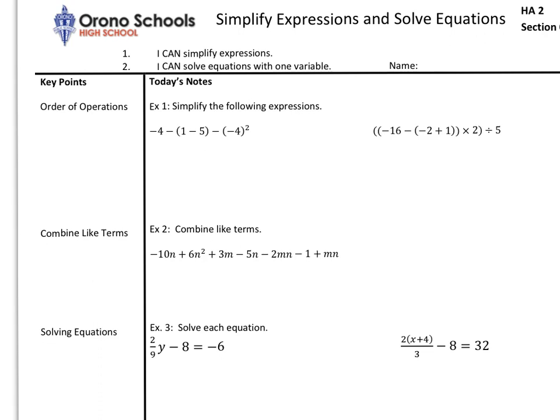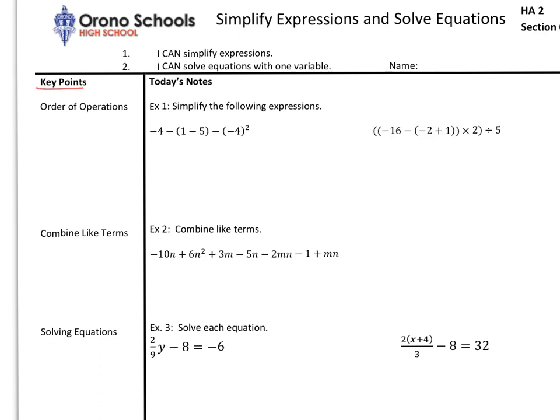Lesson 0.1 is titled Simplify Expressions and Solve Equations. Hopefully this looks pretty straightforward to you and you remember doing some of these things in either Algebra 1 or Geometry. Let's first take a look at some key points on the left-hand side.